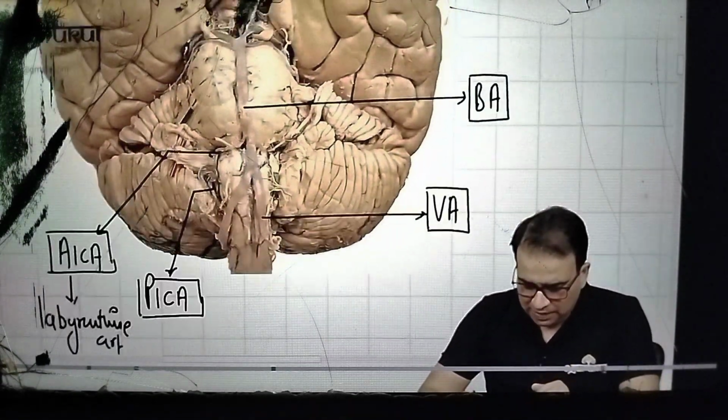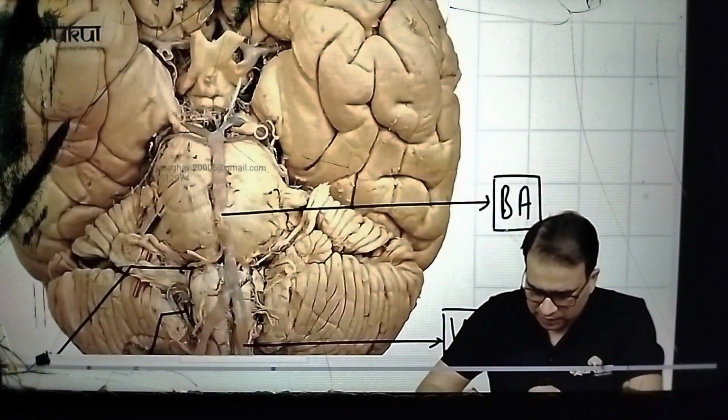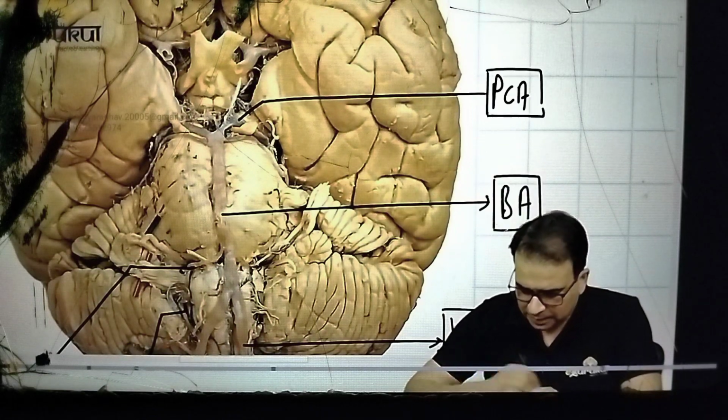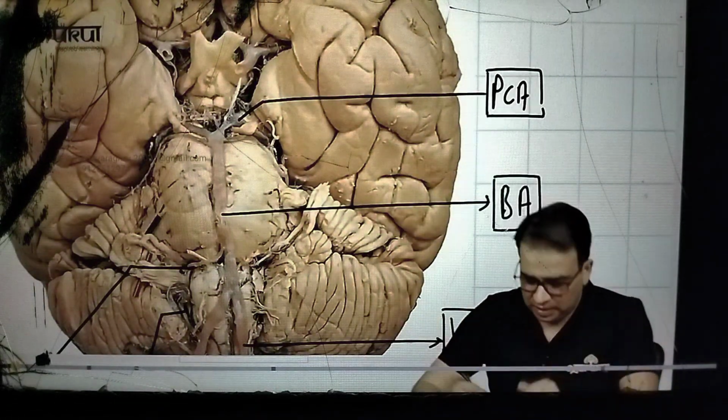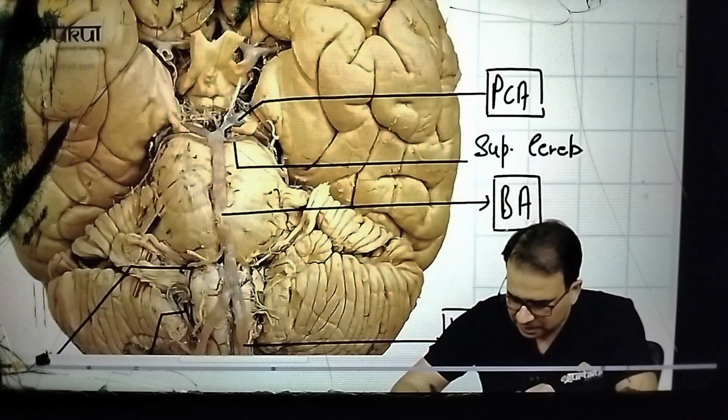Moving up in this picture, the basilar artery divides into the two terminal branches. Let me just enlarge this picture a bit more. Now look at this. This is a very prominent terminal branch of the basilar artery, guys. This here is the posterior cerebral artery. Just before the termination into the two posterior cerebral arteries, another important artery that you can notice here is the superior cerebellar artery.